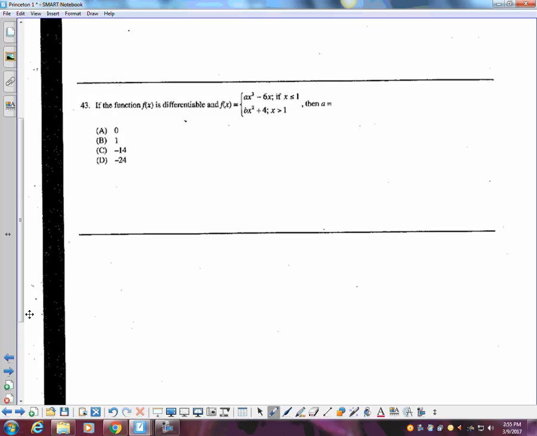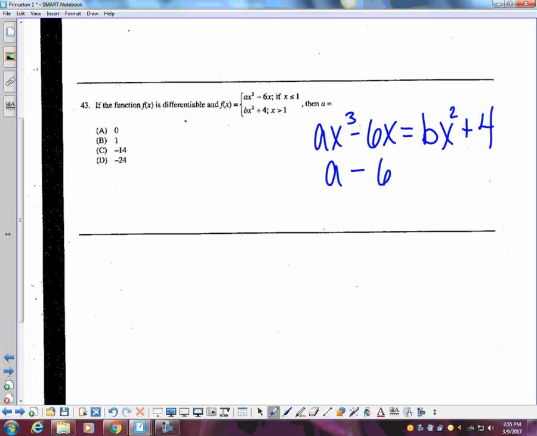Continuous just means that this guy must equal this guy at 1. So when x is 1, plug in some 1s. So if I plug in a 1 for x, that's going to give me a minus 6 equals b plus 4. Got rid of my x's.